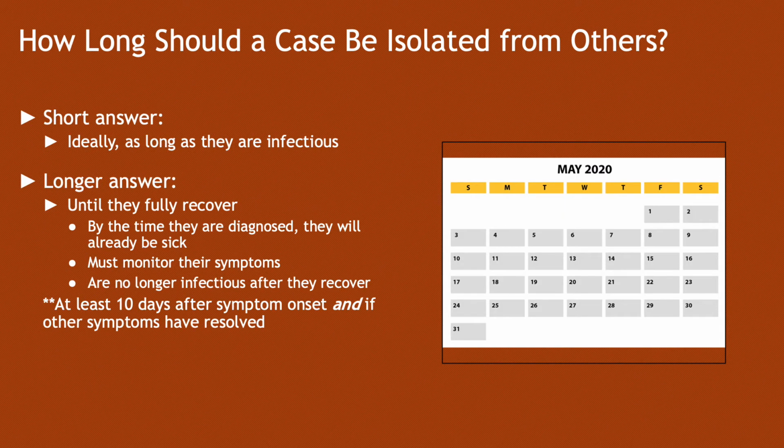So, how long should somebody infected be isolated from others? Well, as long as they're infectious, until they fully recover. By the time they get diagnosed, they're sick already, and so they must monitor their symptoms. And once they no longer have symptoms, they're no longer infectious. But they need to be isolated for at least 10 days after symptom onset, as long as these symptoms are resolved.